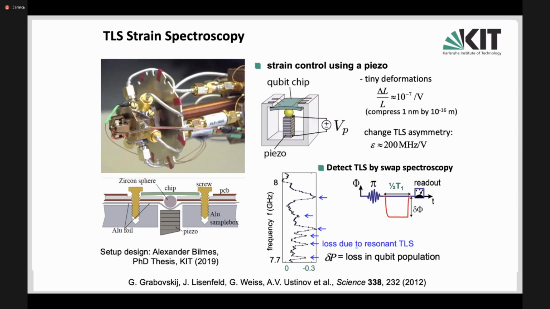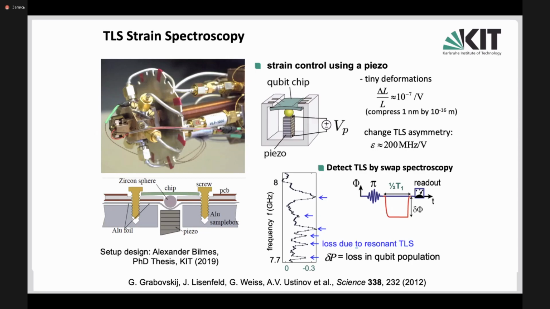So we took a chip with a superconducting qubit, and we fixed it with this clamp, as you see, this kind of U-shaped holder. So the qubit is here on top. And then at the bottom, we put a piezo drive with a little zircon ball in order to apply some tension, mechanical strain at the bottom of the chip.